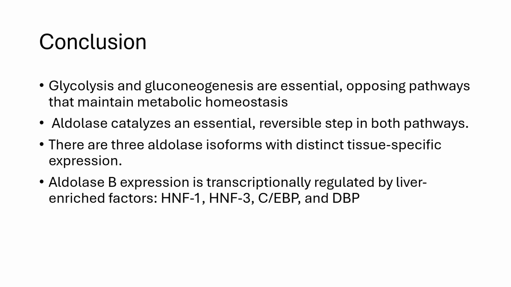In summary, we've seen that aldolase plays a dual role in both glycolysis and gluconeogenesis. These are key metabolic pathways that allow the body to balance energy use and glucose production. Among its isoforms, aldolase B is the liver-specific variant that participates in both pathways and is critical for proper liver function. We explored how its expression is tightly controlled by transcription factors like HNF1, HNF3, CEBP, and DBP. Each of those contributes to liver-specific and condition-specific gene expression. The regulatory networks ensure that aldolase B is expressed precisely when and where it's needed.